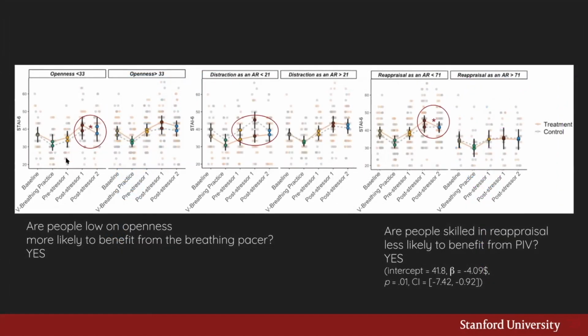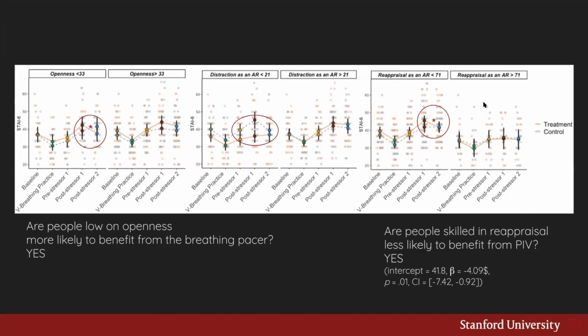For openness, the cutoff value of 33 was computed; for distraction, the value of 21; and for reappraisal, the value of 71. How did we compute these? We computed the feature value corresponding to the largest negative Shapley value and the feature value corresponding to the smallest positive Shapley value. We use the average of these 2 feature values as the cutoff value for that feature.